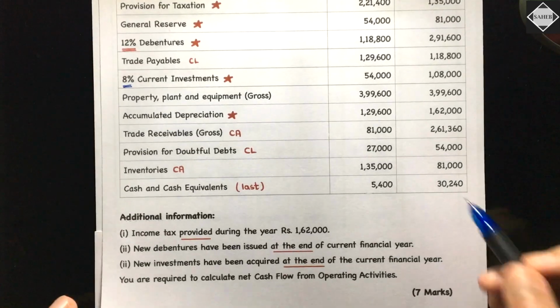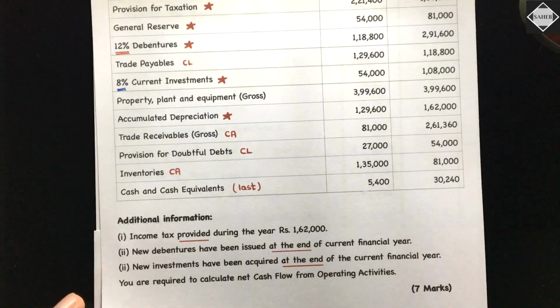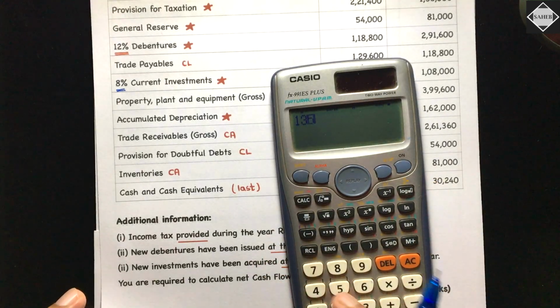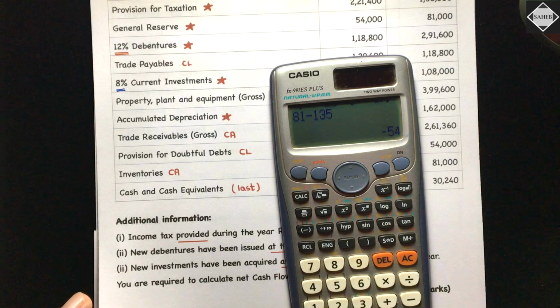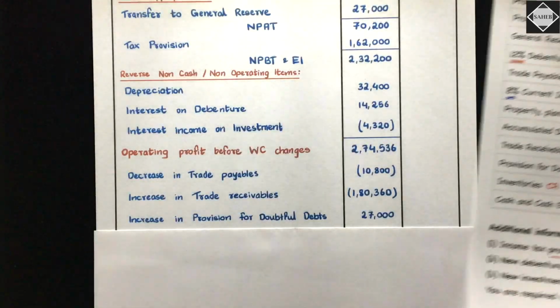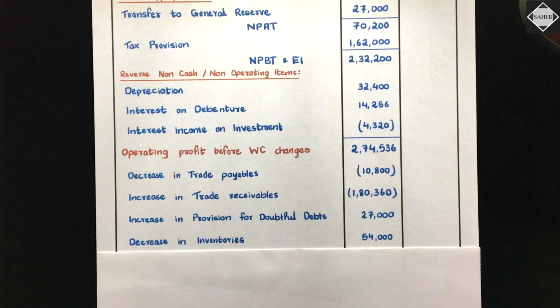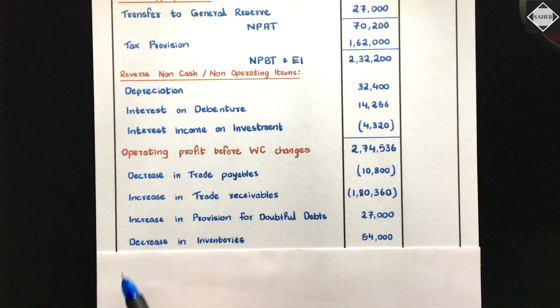Next we have inventory. In inventory, what's happening? From 1,35,000 it has become 81,000. It has decreased by how much? 81,000 minus 1,35,000, that is equal to 54,000 decrease. So we are going to add 54,000. Current asset is decreasing means positive impact on cash. Decrease in inventory 54,000. Is it clear?